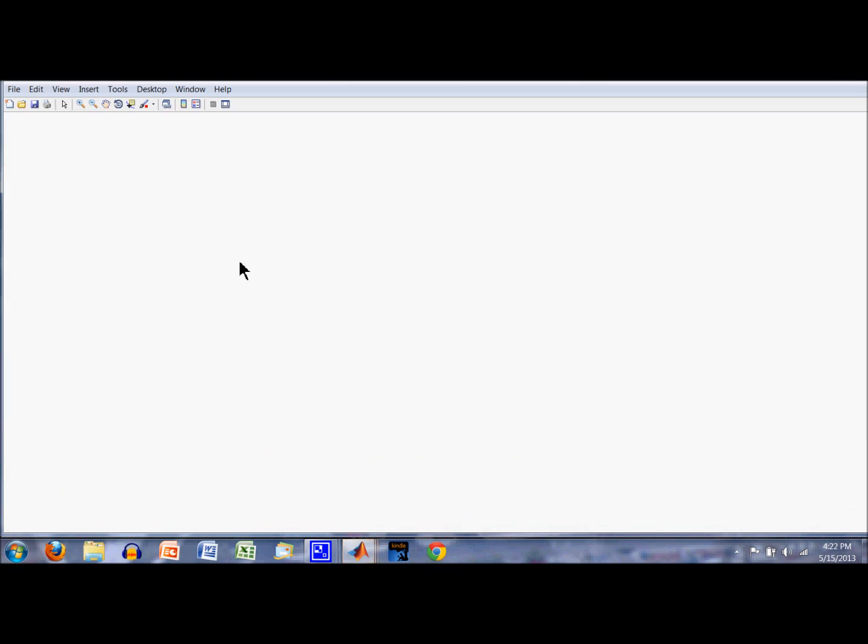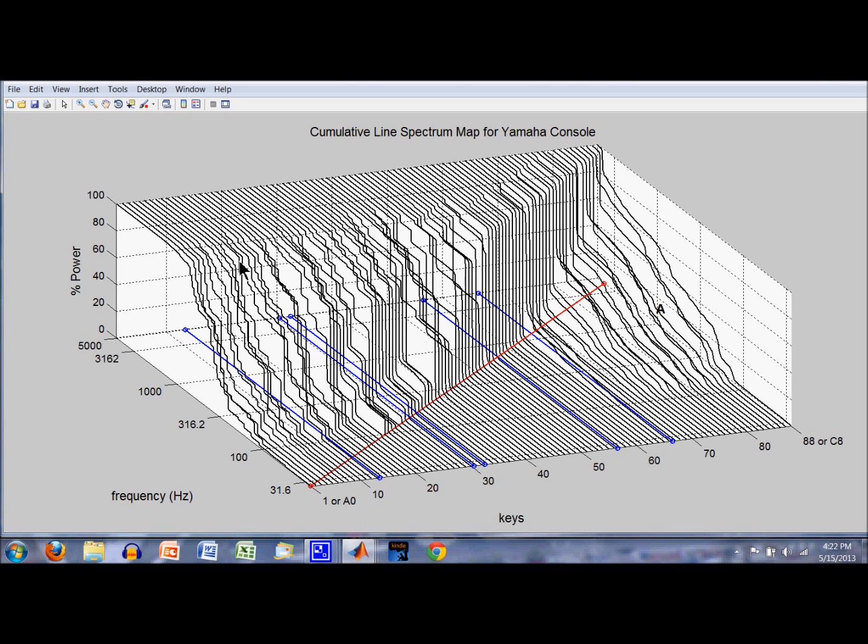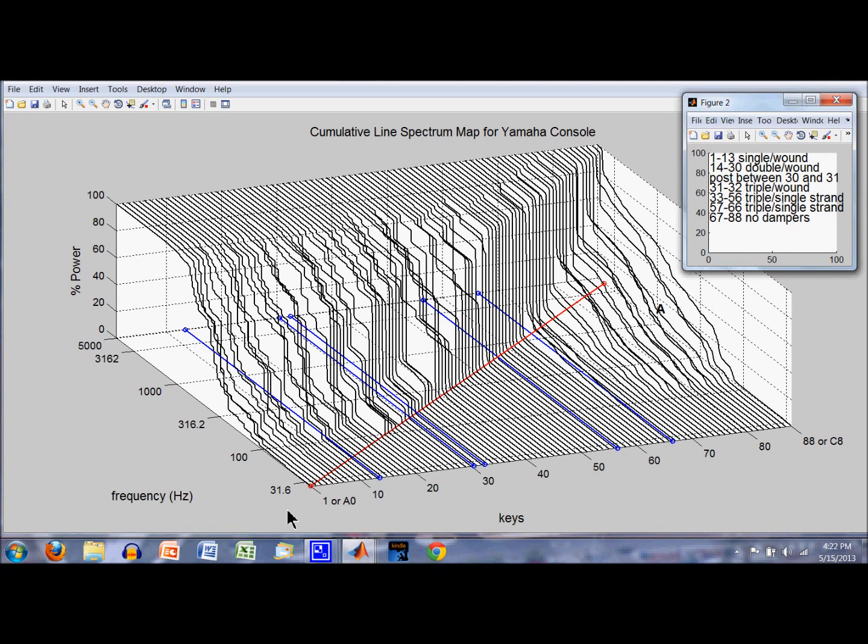Now the Yamaha console has a similar map. We have same areas demarcated by the blue line. For example, down here from 1 to 13 are single wound strings. 14 to 30 are double wound. Then we have 3 triple strings that are wound. Then we get into the triple strings that are single-stranded for the tenor. Here's the treble and the upper treble.